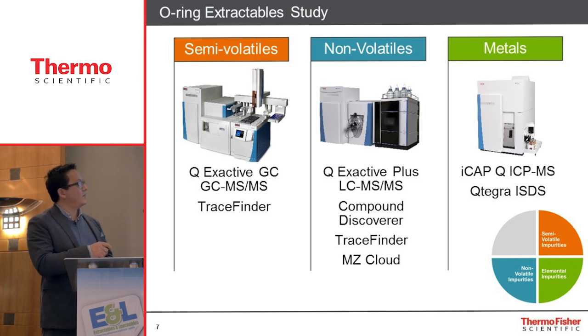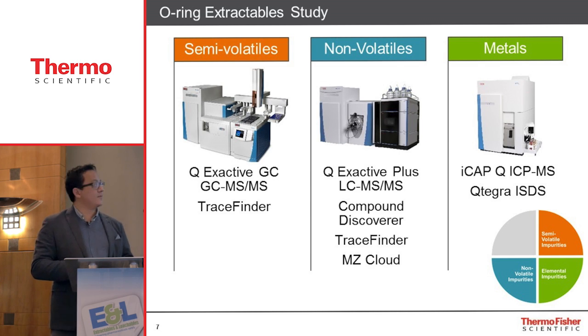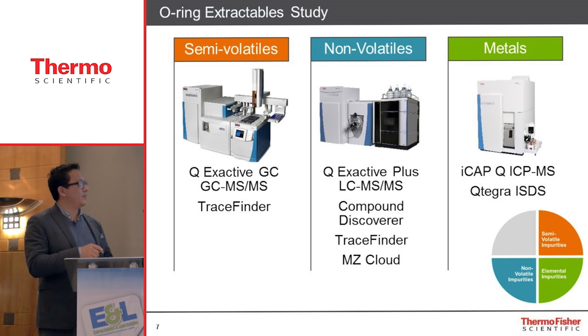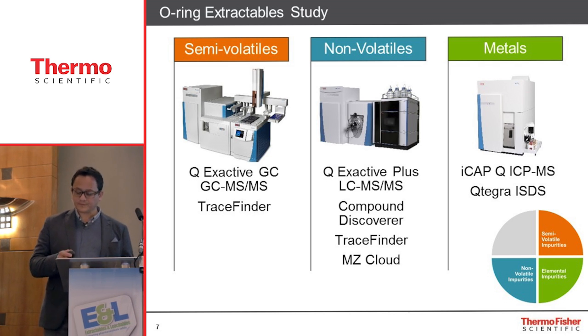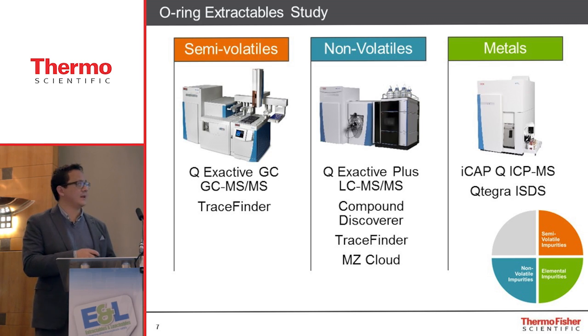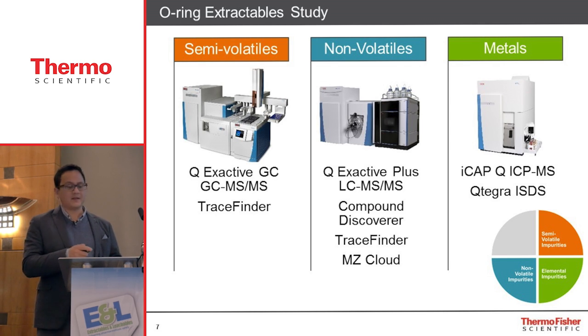For the first time this year, we launched an instrument in June at ASMS. It's the brother, really, of the LC variant Exactive. It's a GC-MS system with very unique capabilities. So we analyzed all of the extracts using these three technologies, including quadrupole-based ICP-MS.